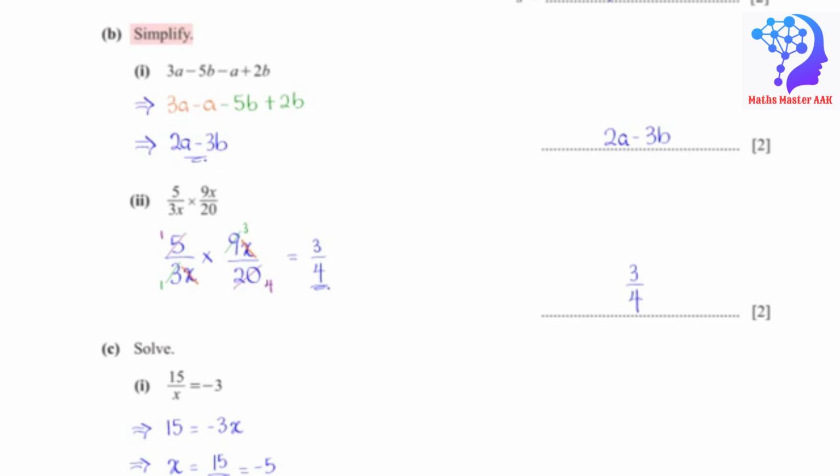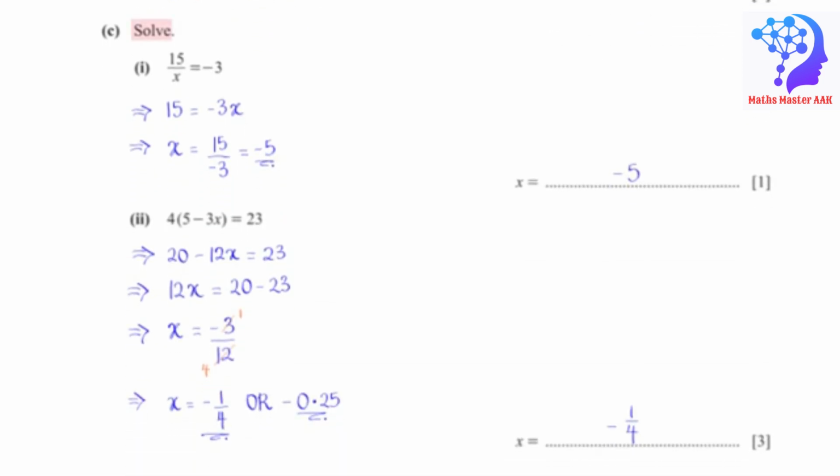Simplify 5 over 3x times 9x over 20. X cancels out in the numerator and the denominator. 5 goes into itself once and goes into 20 4 times. 3 goes into itself once and goes into 9 3 times. And so for the numerator, we have 1 times 3 giving us 3. And for the denominator, we have 1 times 4 giving us 4. And so our final answer is 3 over 4.